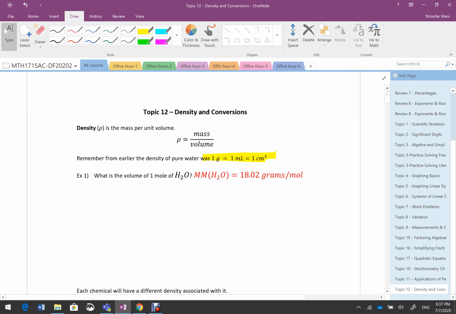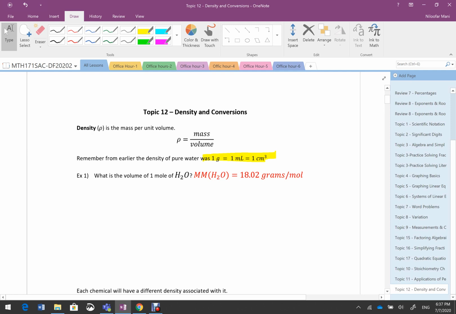So I'm going to do topic 12, which is density and conversion. And as I mentioned many times, we focus on conversion and math parts. Okay, so density is the mass per unit of volume, and you heard it many times. So how much mass we have per unit of volume, that would be the density.